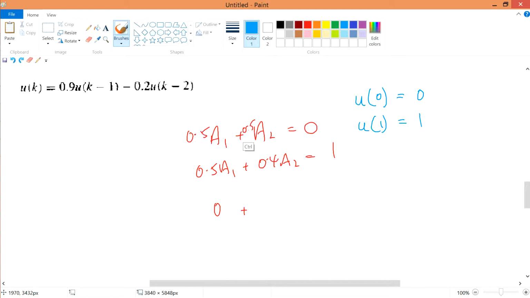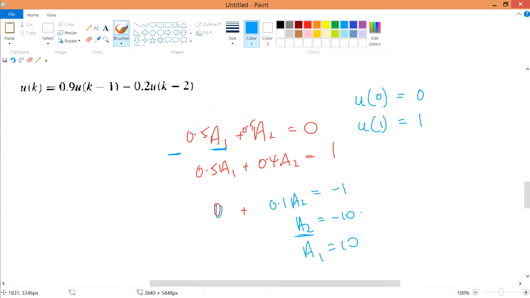Because I want to do the simultaneous equations, I multiply 0.5 to both sides. Now I subtract this one. This one becomes 0. 0.5 minus 0.4 is 0.1, so 0.1a2 is equal to minus 1. Therefore a2 is equal to minus 10. Since a2 is equal to minus 10, therefore a1 should be 10.